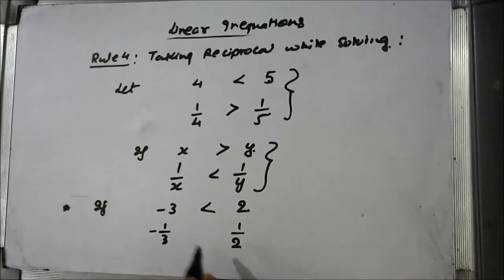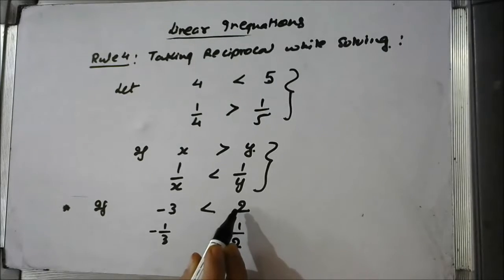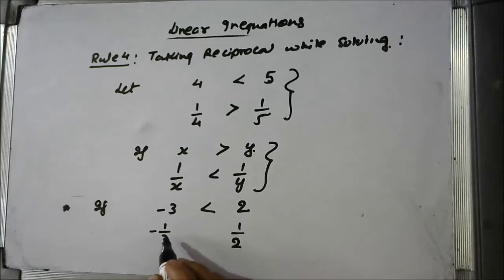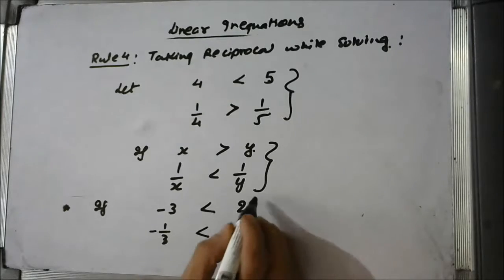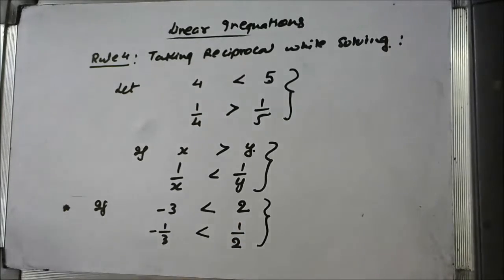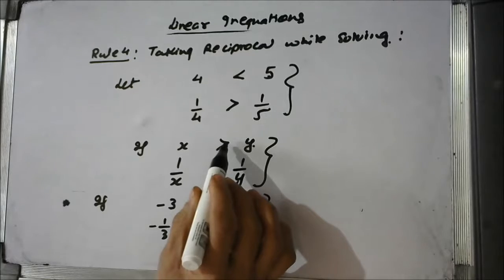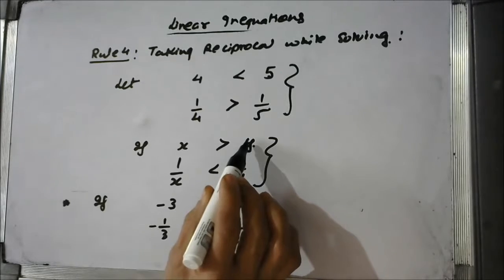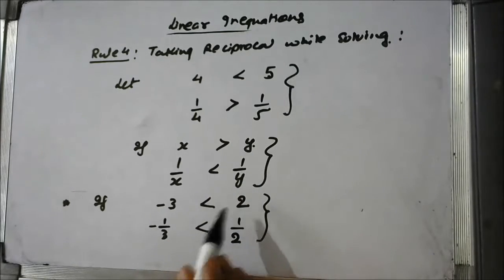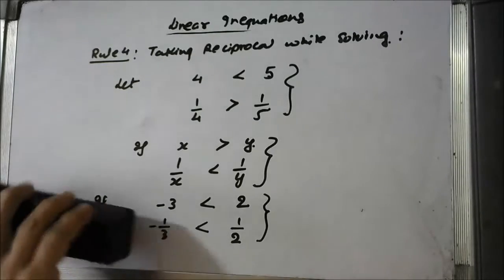Now in this situation, since the sign of quantities on both sides was different, even after taking the reciprocal, the sign of inequality remains unchanged. So just be careful when taking the reciprocals. Sign of inequality will reverse if and only if quantities on both sides have same sign. If the signs are different, then sign of inequality remains unchanged. Now let us consider an example for applying this rule.